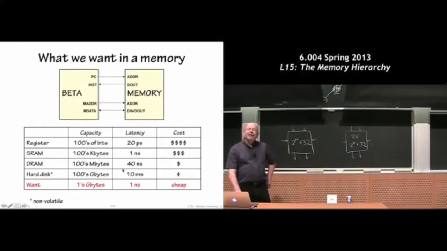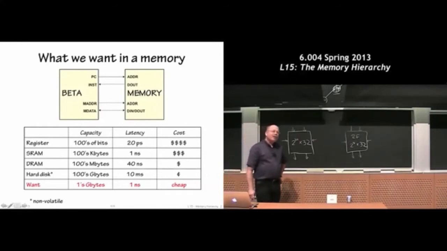The trouble is the latency is long compared to the length of an instruction. So an instruction might be executing in a nanosecond or so, or half a nanosecond, and yet the cost of going out to memory to fetch a piece of information is on the order of 40 nanoseconds, so 10 times as long, or something like that.